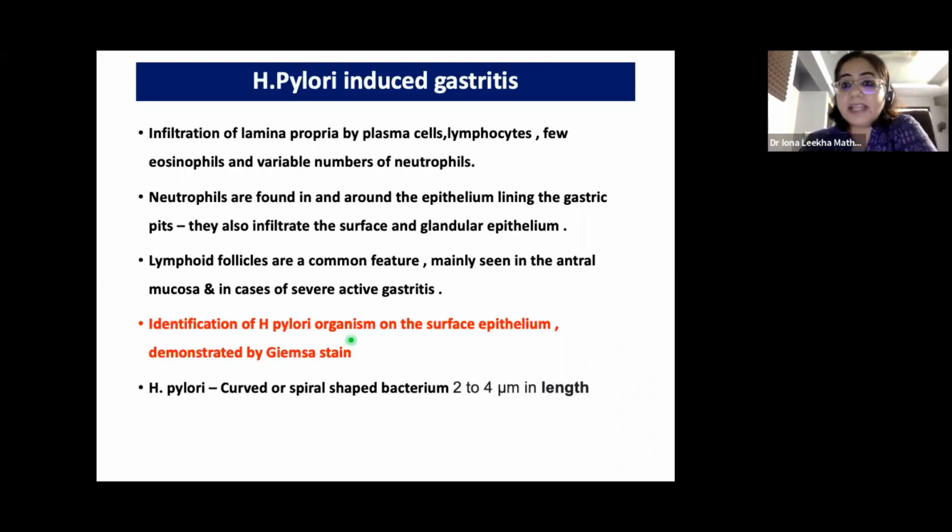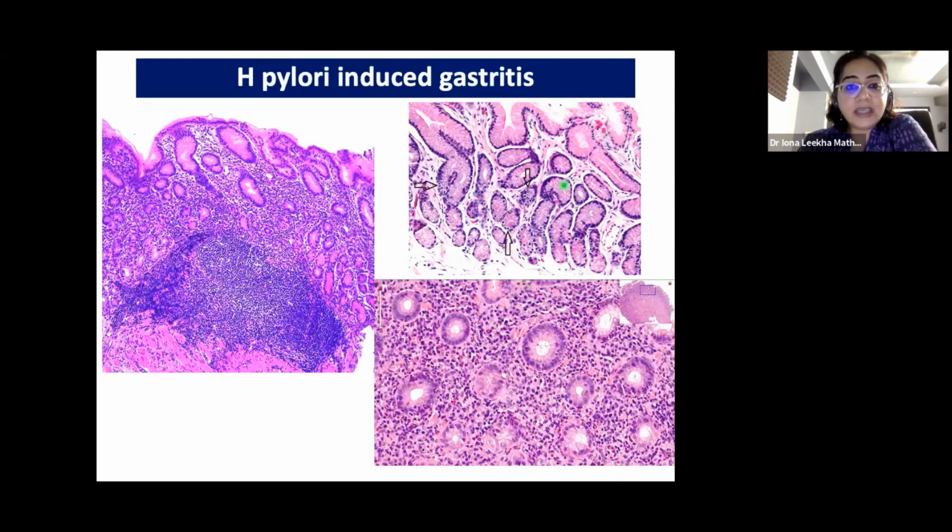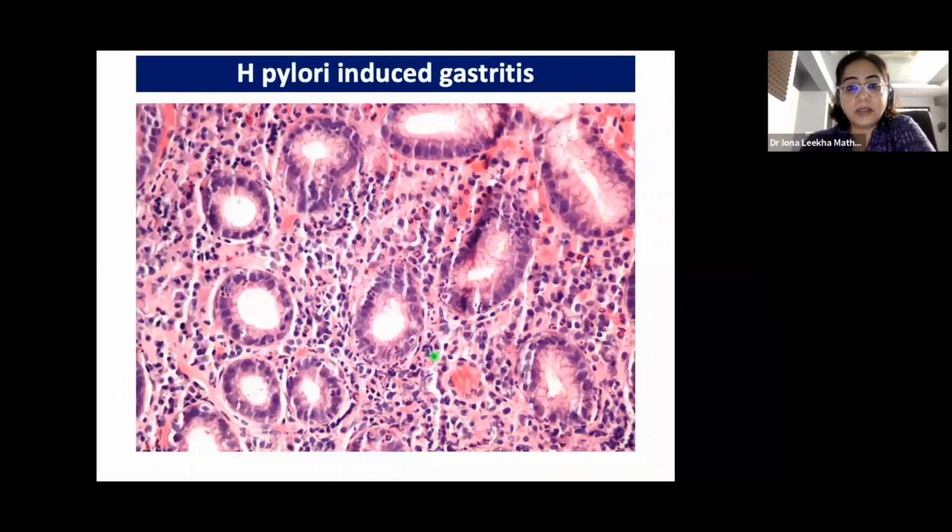Now, this is a gastric biopsy. If you see here, the cellularity of the lamina propria is increased. There is a dense infiltrate of inflammatory cells with lymphoid follicle formation. And here again, you see neutrophils in between, in a background of lymphocytes and plasma cells. The neutrophils appear to infiltrate the glandular epithelium.